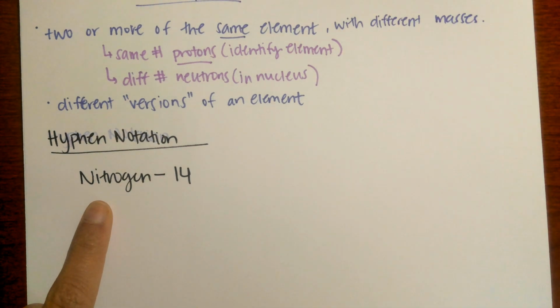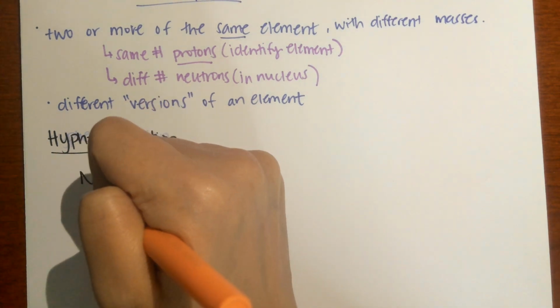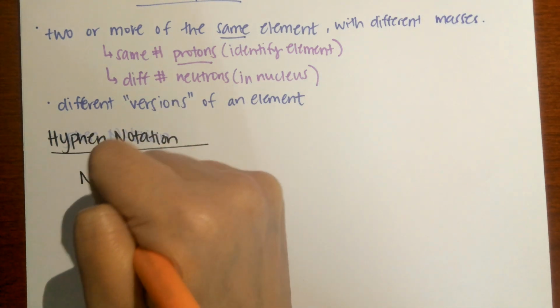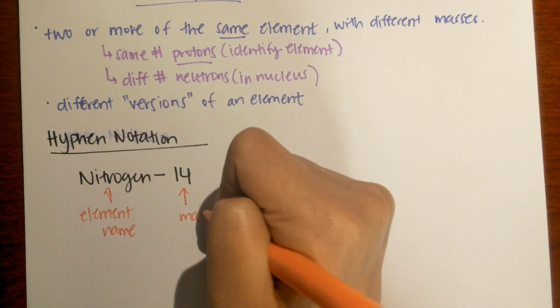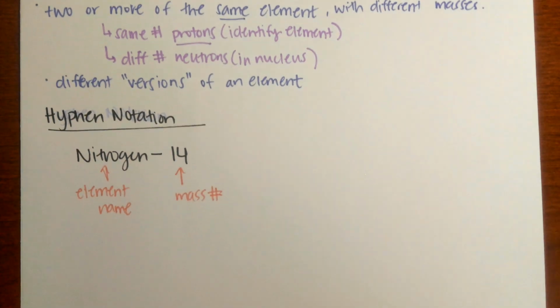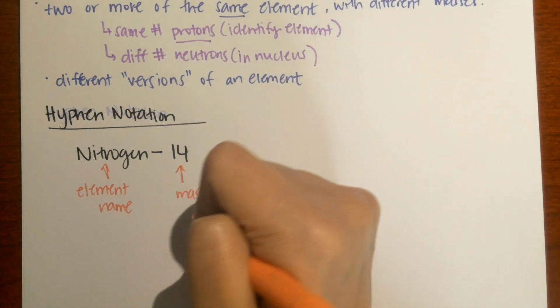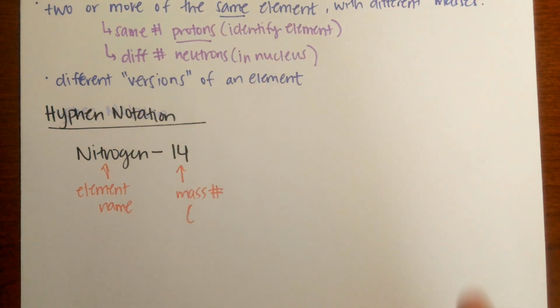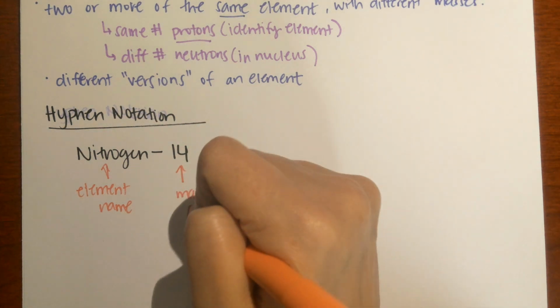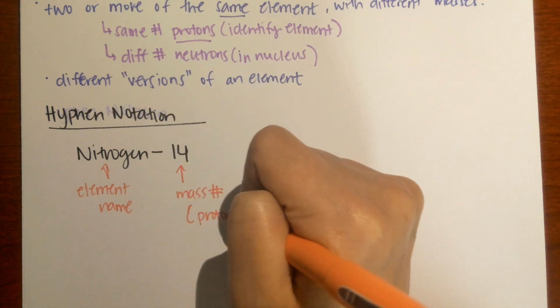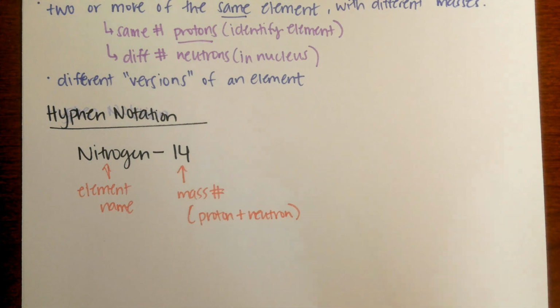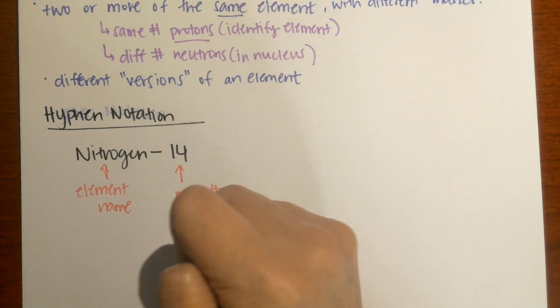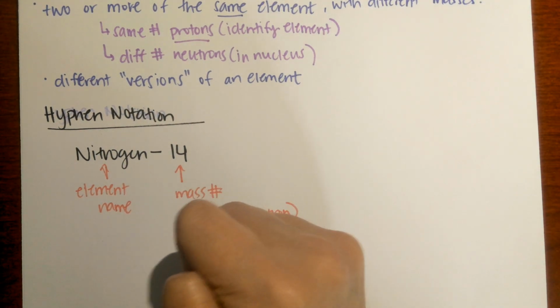What you'll have is the element's name, and then you will have your mass number. And remember how you find your mass number. The mass number has to do with what's inside the nucleus, and the nucleus always has the protons and the neutrons. So mass number would equal protons plus neutrons. And then how do you find protons again? From the periodic table, and I'm going to write P table here.